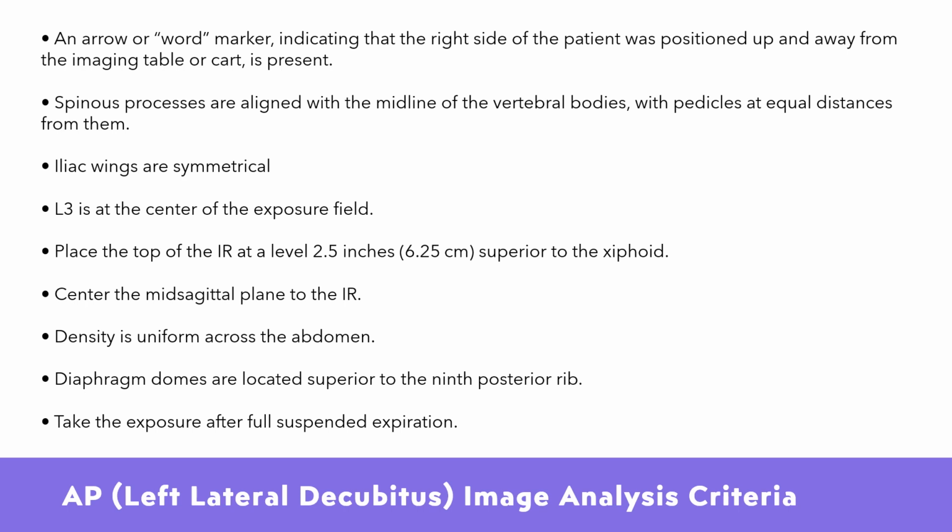So you kind of want to start with the IR at the axilla, using a horizontal beam, of course. Center the mid-sagittal plane to the IR. Density is uniform across the abdomen. The diaphragm domes are located superior to the ninth posterior rib. Take the exposure after a full suspended expiration.